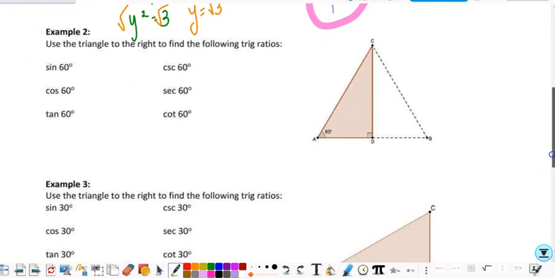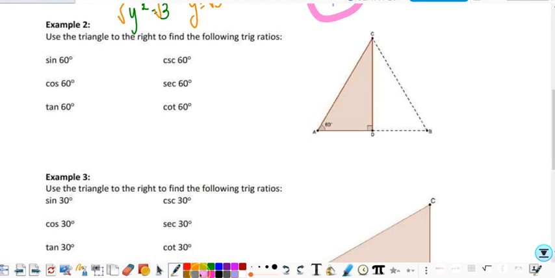Example, using the triangle to the right. We have a 60 degrees in the bottom corner, which means this top piece has to be 30. So using the special right triangle, I want you to label the side lengths on the bottom of the orange, the perpendicular, and the hypotenuse. Across from 30 is 1, across from 90 is 2, across from 60 is root 3.